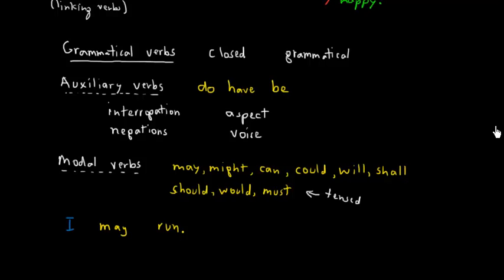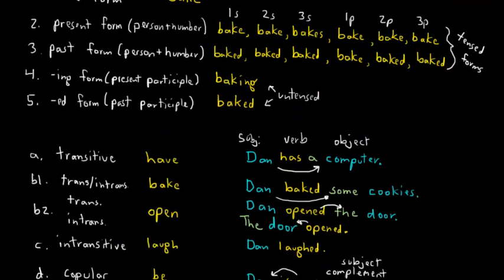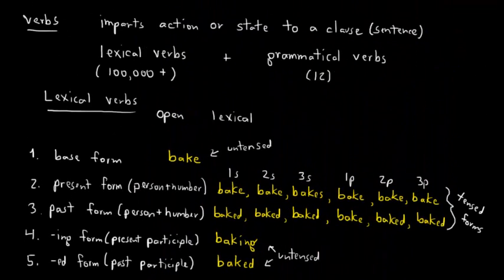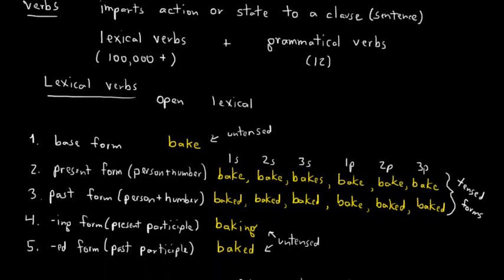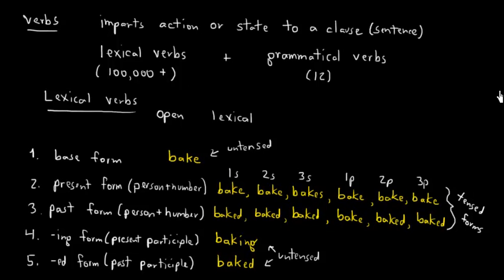Okay, let's do a quick review of all three. We talked about the verbs impart action or state to a clause and therefore a sentence, since every sentence has to have at least one clause. We have the lexical verbs and the grammatical verbs. Even though there's far more lexical verbs than there are grammatical verbs, the grammatical verbs occur so often that you see them about the same number of times in a piece of writing. The lexical verbs relate to the real world. It's an open class. You can make new ones if you can get enough people to agree on the definition.